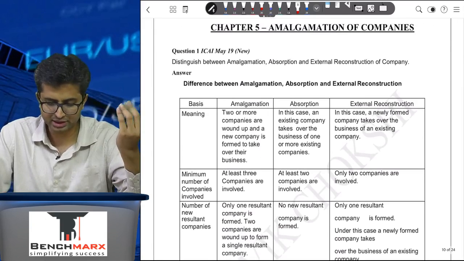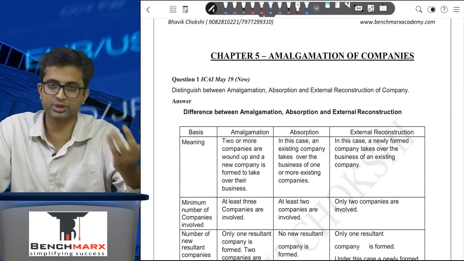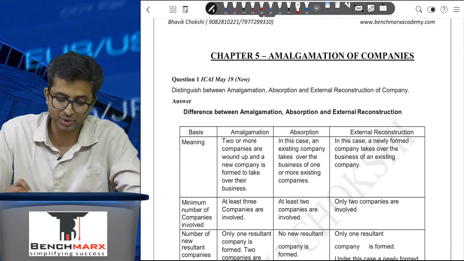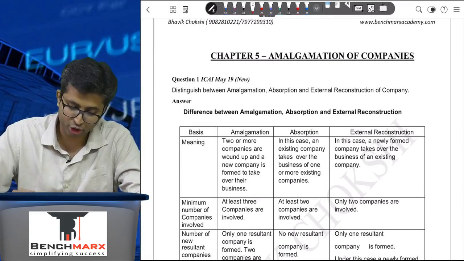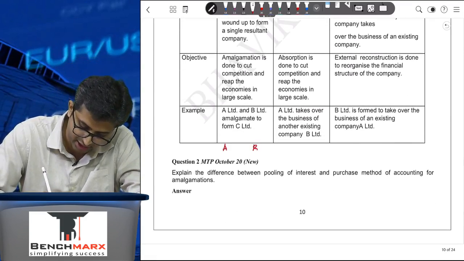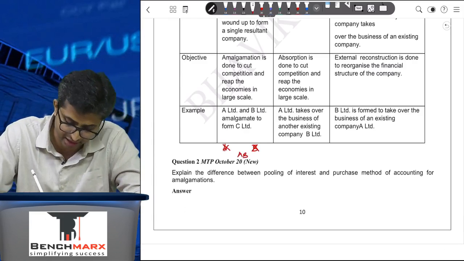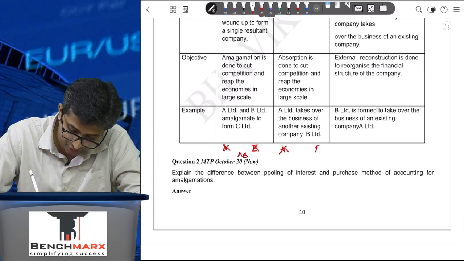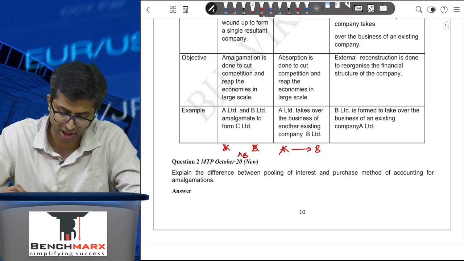Then comes the next chapter on amalgamation and absorption. This is one of the exam questions, a bonus question, I would say. Distinguish between amalgamation, absorption, and external reconstruction. Obviously, what do you mean by amalgamation? Amalgamation would mean naturally A and B closing and a new company AB coming into existence. So there are basically at least 3 parties in case of an amalgamation. In case of an absorption, A is closing and going into B. So even 2 parties are enough for an absorption.